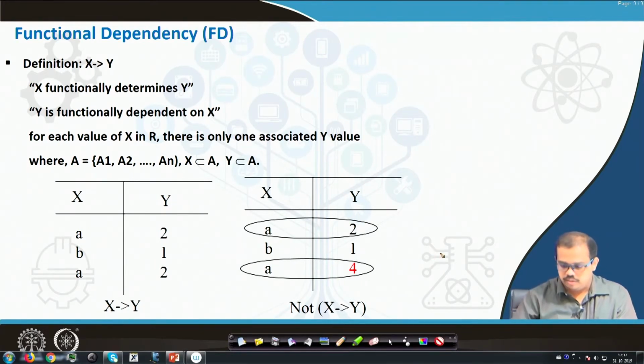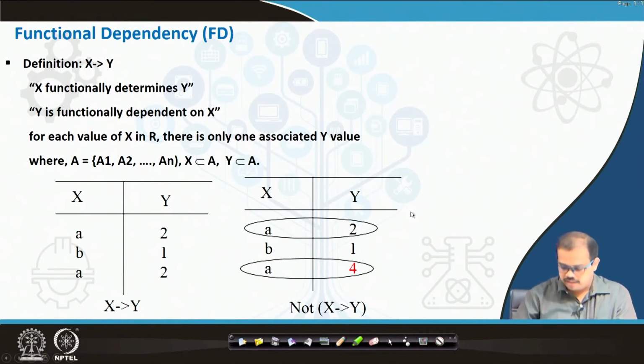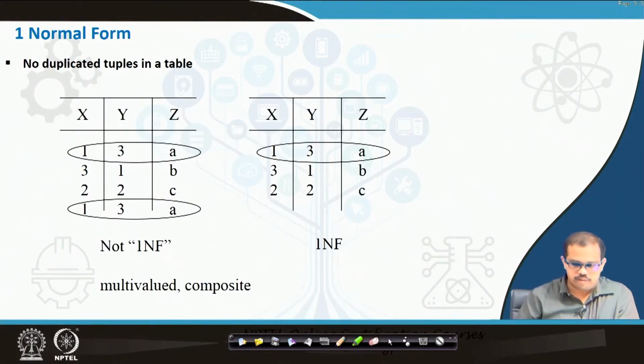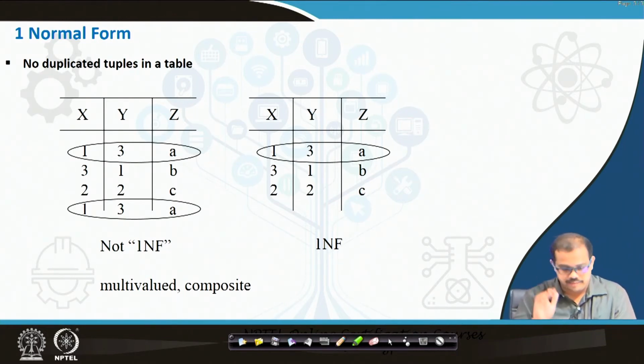Once you have understood functional dependency, let us look at normal forms. Now, what does first normal form say? The first normal form says the value should be atomic. So, what does atomic mean?